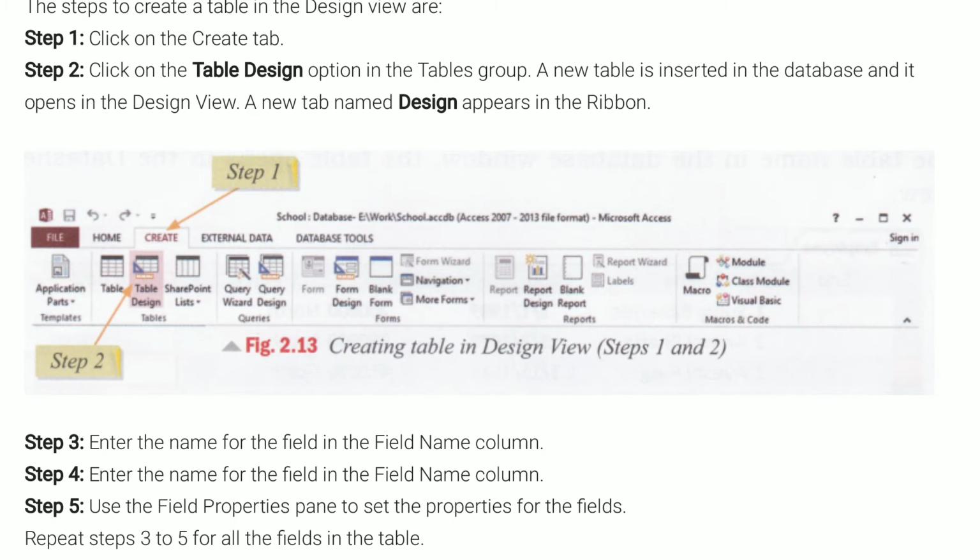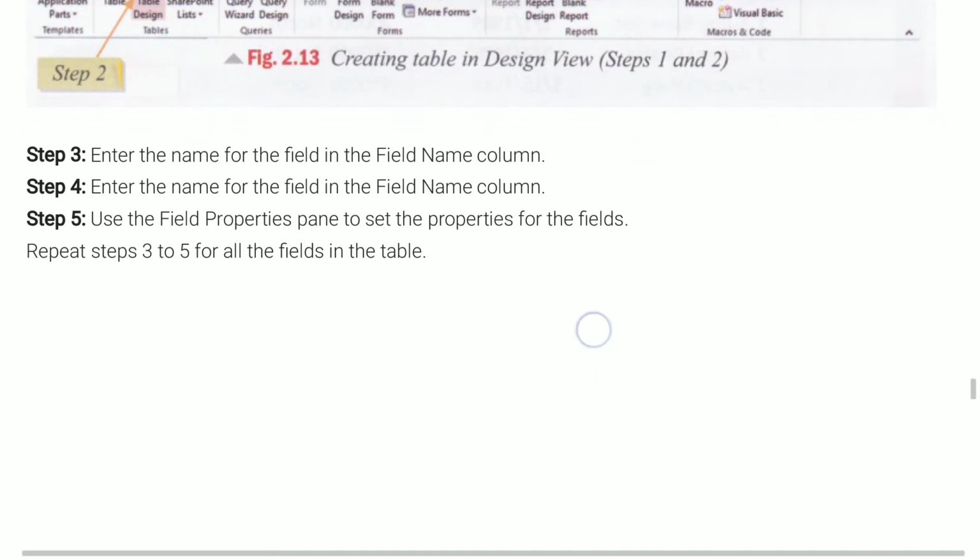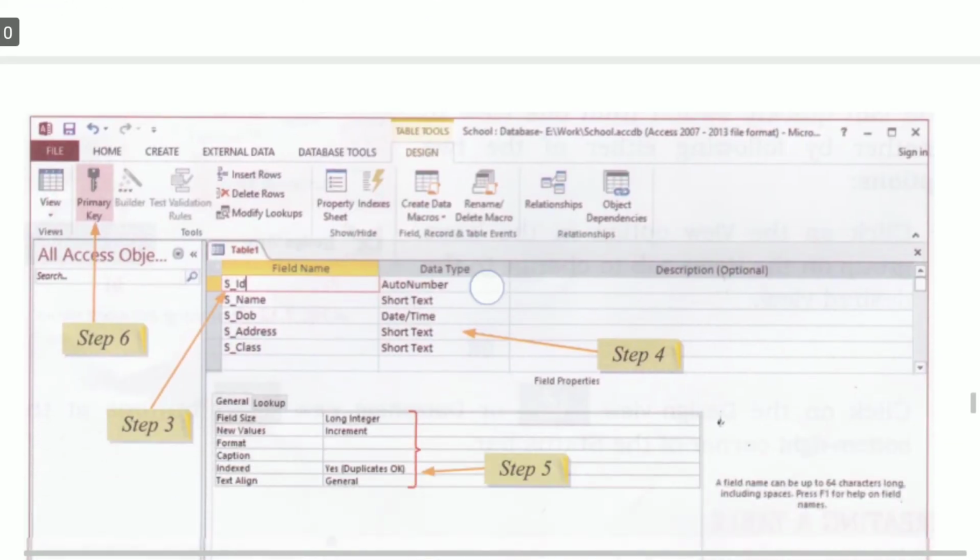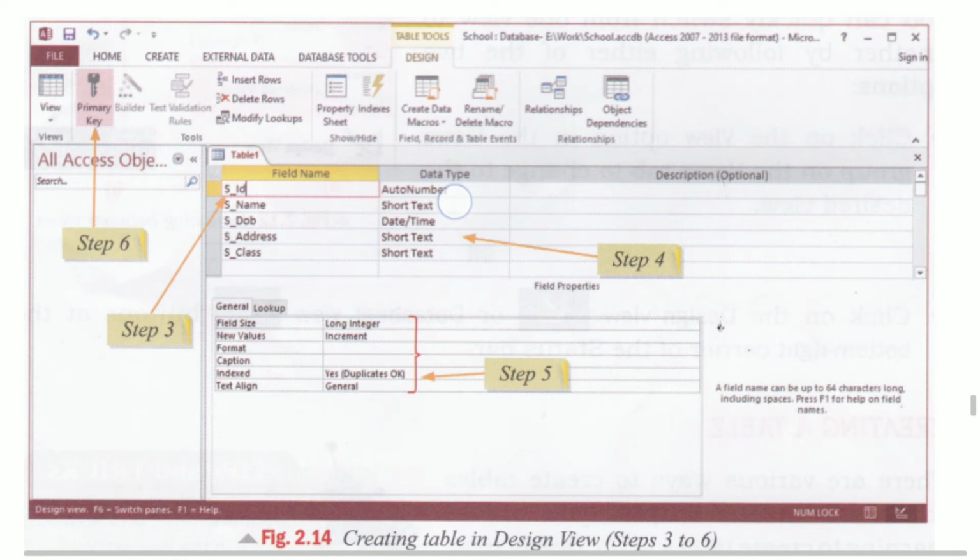As we click on this option, the window of Microsoft Access opens the design view of the table for creating the table. You can see in the next figure on the screen, this one is the design view of creating a table.